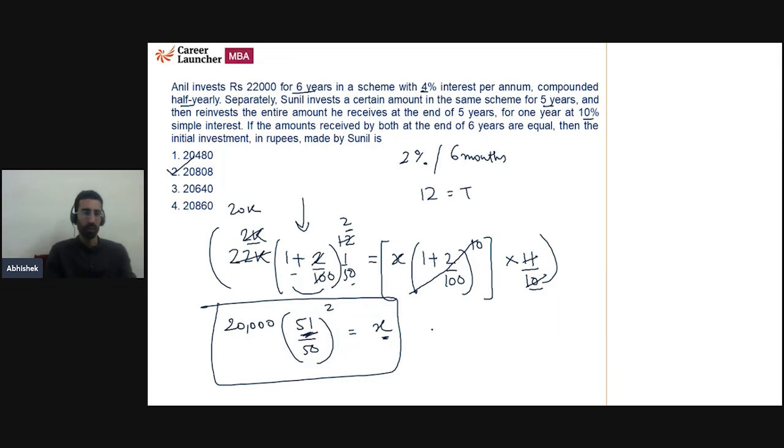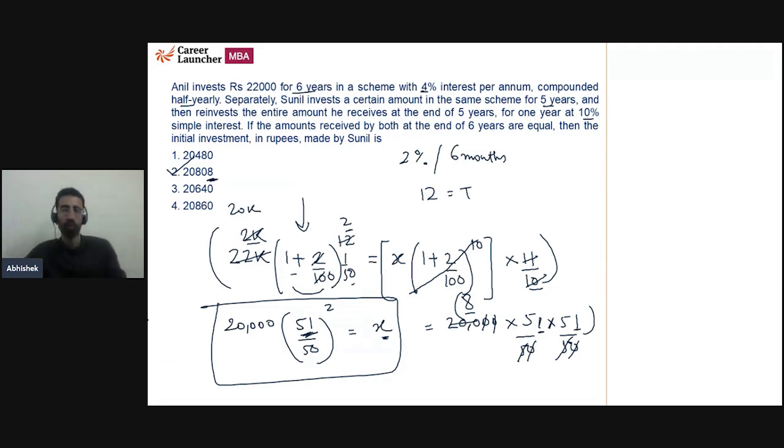And of course, this calculation is not difficult. 20,000 into 51 square, so 51 into 51. I'd use a calculator. If you're very good at calculations, go ahead. If you're a bit lazy like me, leave it. 25, 200 by 25 is 8. 8 into 51 into 51. Look at the unit digit, right? 8 into 1 into 1. Your answer has to be a number that ends in 8. So that's the only possibility here.